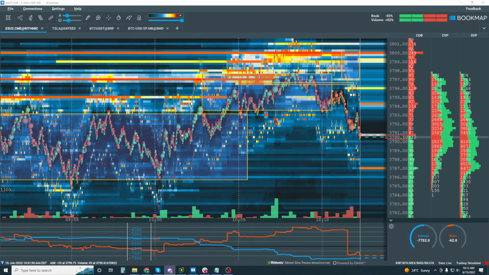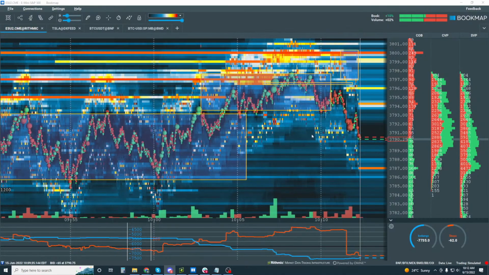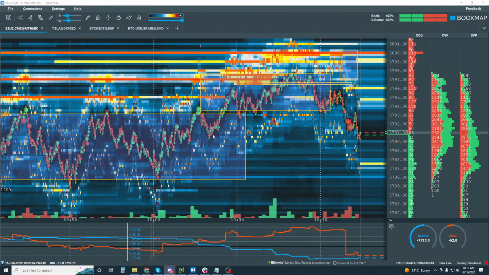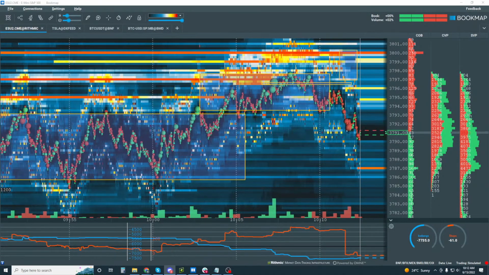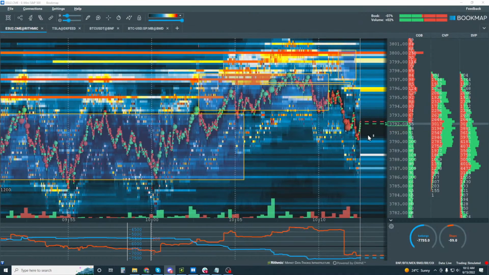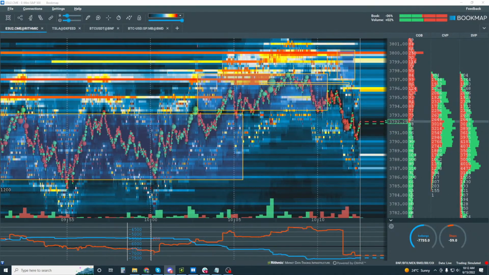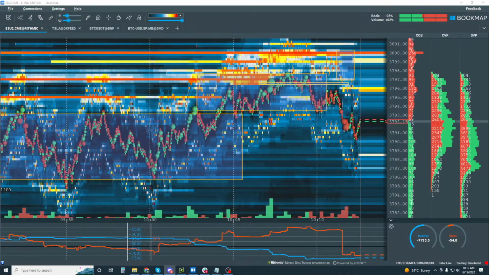Guys, still looking for a bump out of this area here. It's just really probing back down into these lower areas, but this is kind of the point of control, or most traded area in here. So let's see if we can find our buyers down in these areas after some stop runs, beautiful stop runs here.